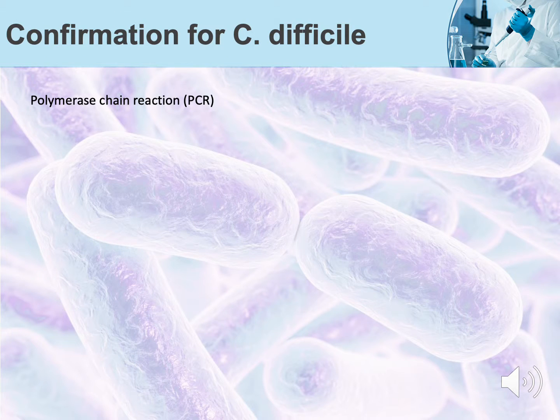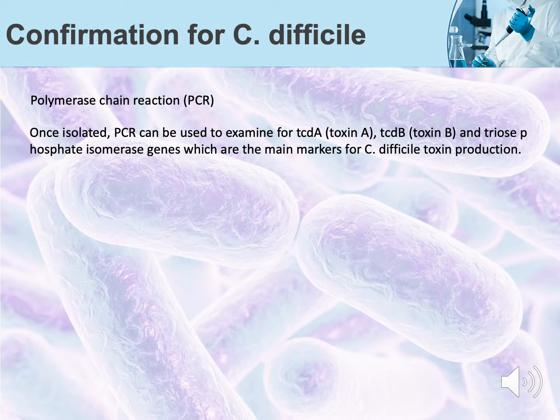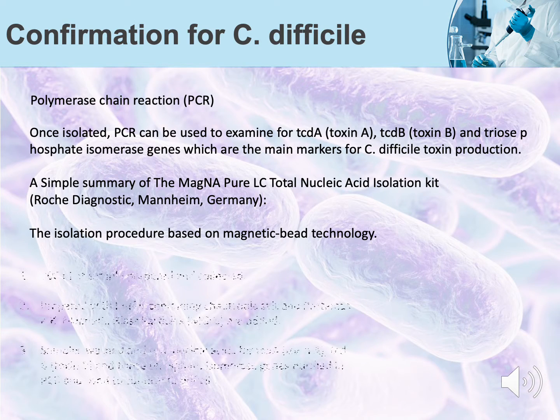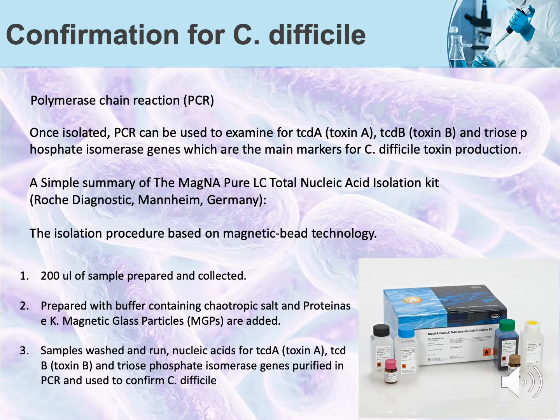Confirmation of isolated colonies is done by using PCR, marking tcdA (toxin A), tcdB (toxin B), and triose phosphate isomerase genes, which are the main markers for C. difficile toxin production. Through the use of the MagNA Pure total nucleic acid isolation kit, the sample can be tested using a magnetic-based technology in tandem with PCR. Simply put, the sample is collected, refined with provided buffers, and run in a PCR machine, cloning the marked polymerized chains, thus revealing the markers tagged. In this case, tcdA, tcdB, and triose phosphate isomerase genes.